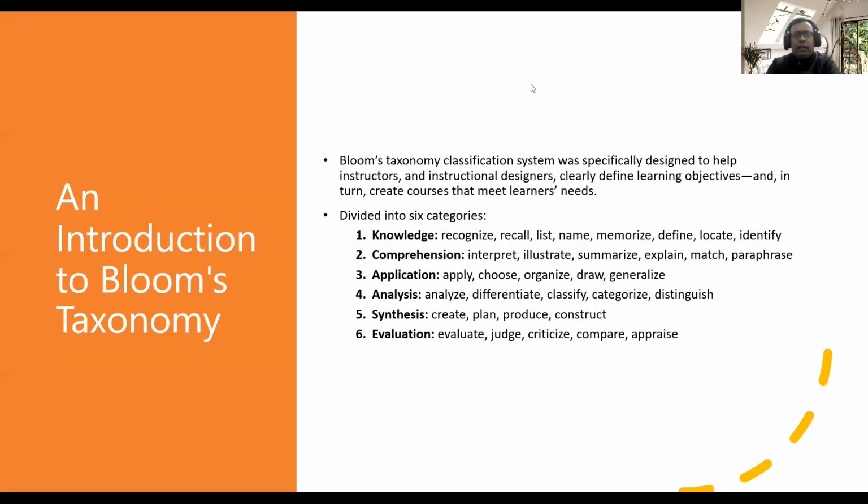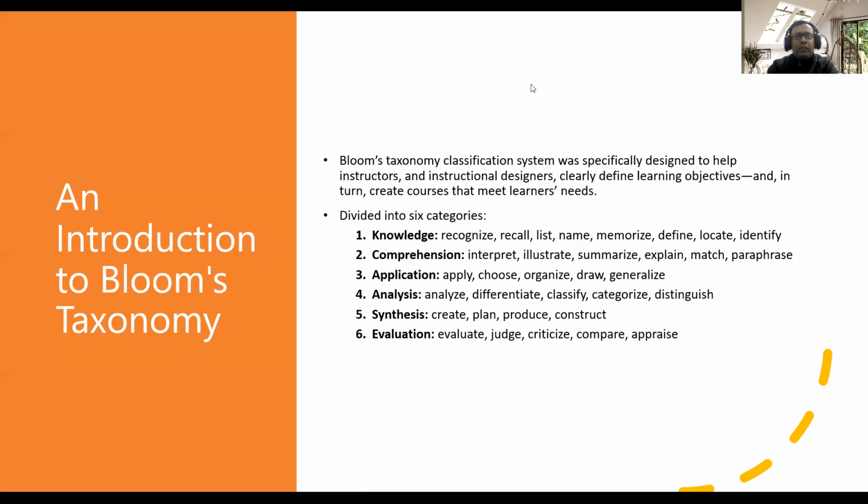Welcome back, guys. Learning objectives are at the very core of the instructional design process, and rightly so. Without them, how would we know what content and activities to include in our courses? Unfortunately, more often than not, the learning objectives are poorly defined, making it hard to determine whether they have been met. So let's look at Bloom's taxonomy.